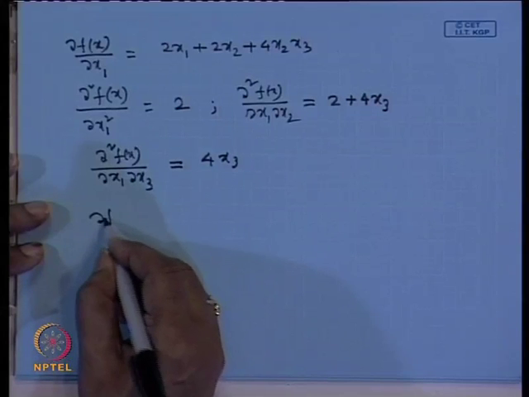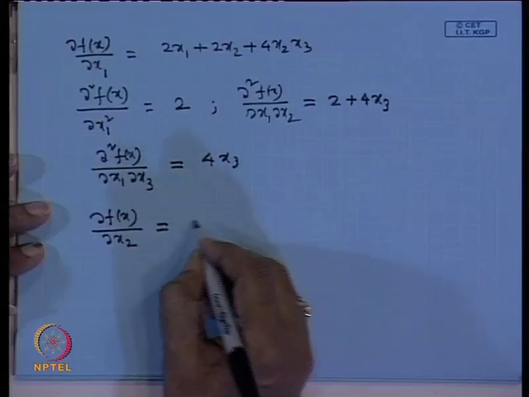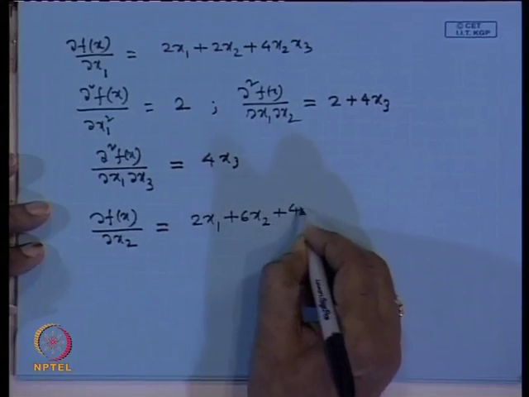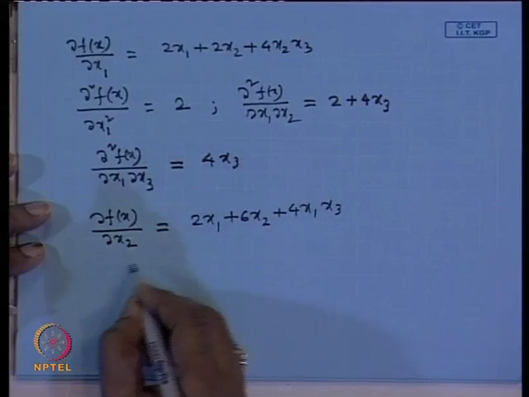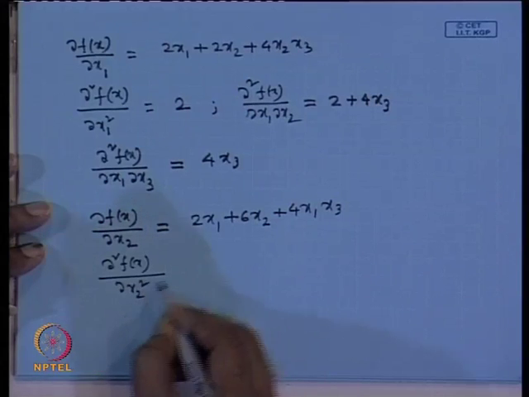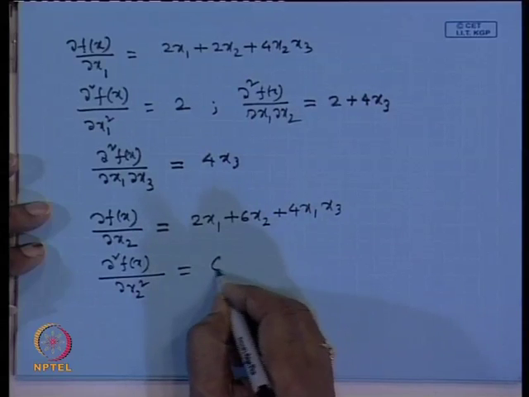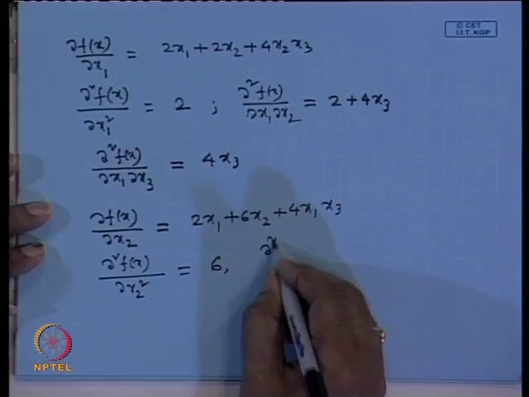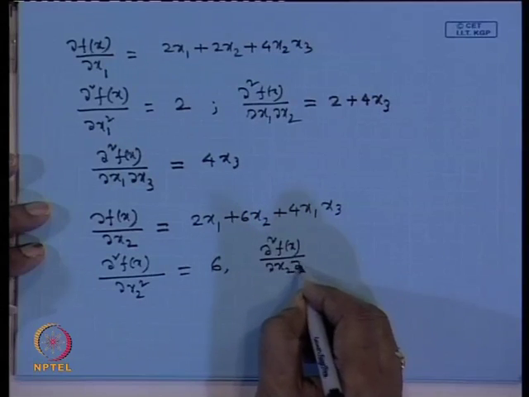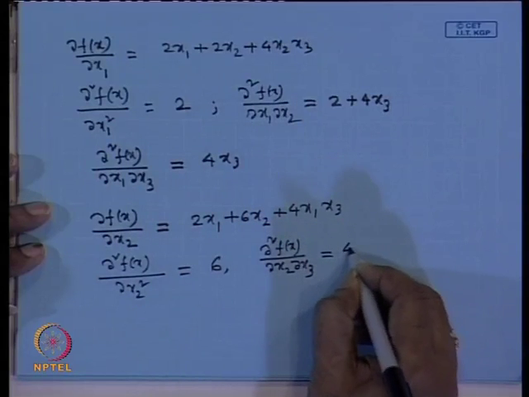Next is, we know that del f of x in del x 2 expression is 2 x 1 plus 6 x 2 plus 4 x 1 and x 3. So, you differentiate del f of x with respect to x 2 square, that is, differentiate with respect to x 2. So, that will come 6. Then del square f of x, del x 2 and del x 3. So, differentiate this thing with respect to x 3. That will come 4 x 1.